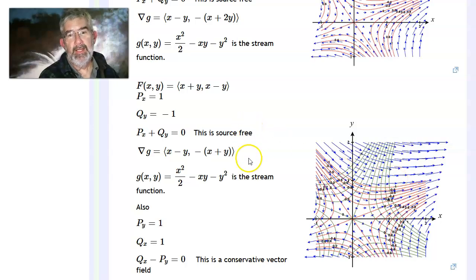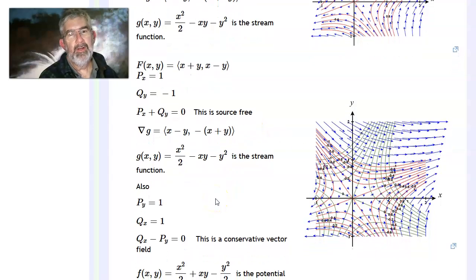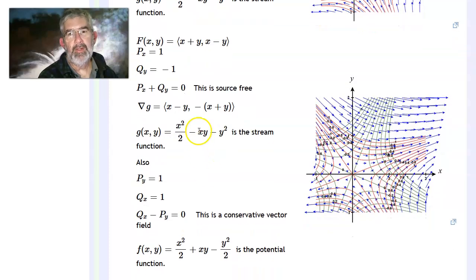This one, however, is also conservative, because if I look at the partial of p with respect to y, it's 1, and the partial of q with respect to x, it's 1. Those are equal to each other. So this is a conservative vector field, and I can find the potential function. The potential function is x squared over 2 plus xy minus y squared over 2. It's very similar to the stream function, but a little different.